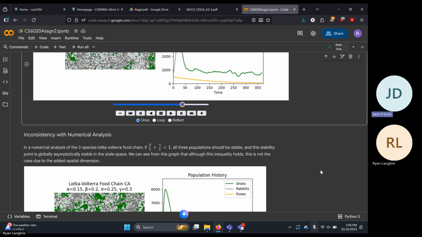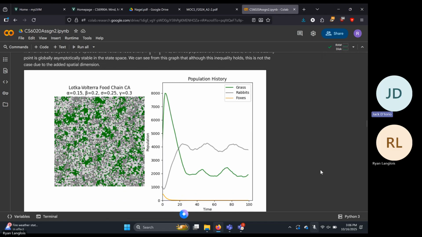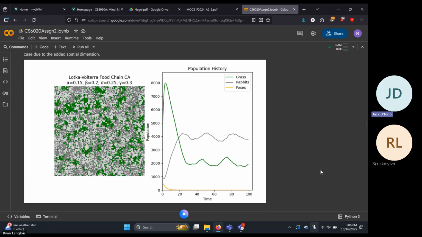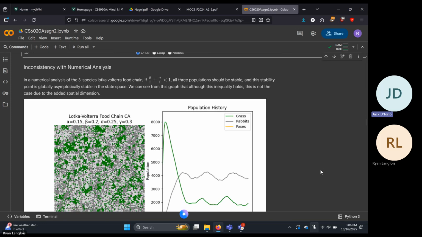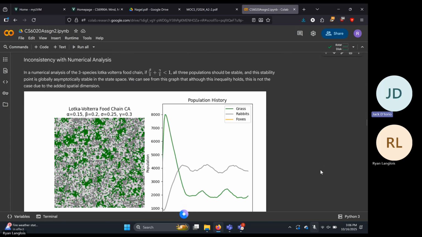And unfortunately, this is inconsistent with the numerical analysis of some papers. So if you can scroll up just a little bit, Ryan. There's an inequality which held, beta over 1 plus gamma over 1 less than 1. All three populations should be stable. And this stability point is globally asymptotically stable, which essentially means that for any point in the space, if you approach the point, perturbations are ignored.